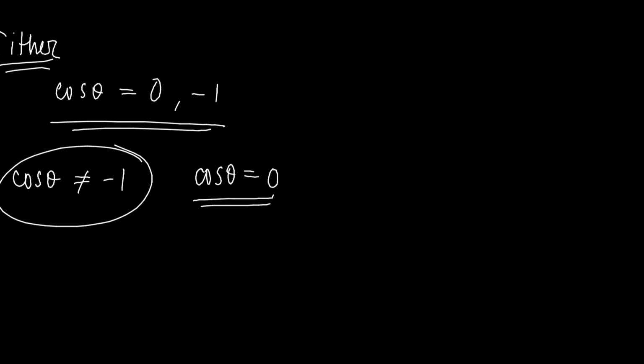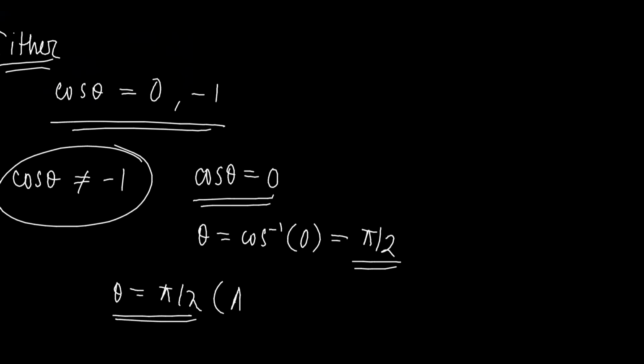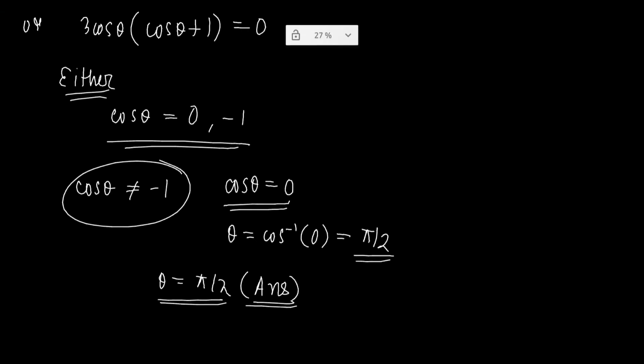So if cos theta is equal to 0, then theta is what? Cos inverse of 0, that is equal to pi by 2. So this is our answer. So theta is equal to pi by 2. Okay, so this is our required answer. Now we come to the next question.